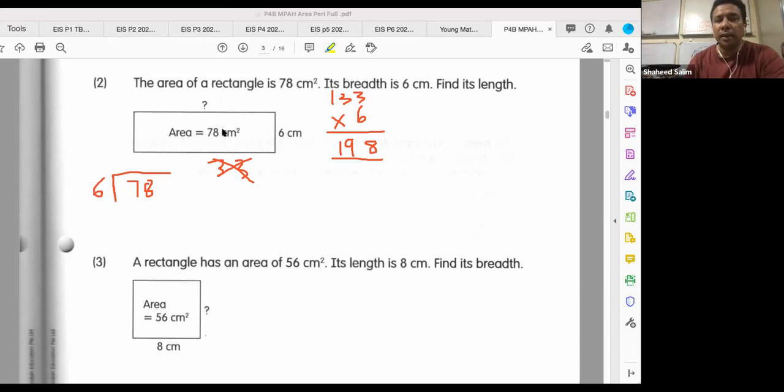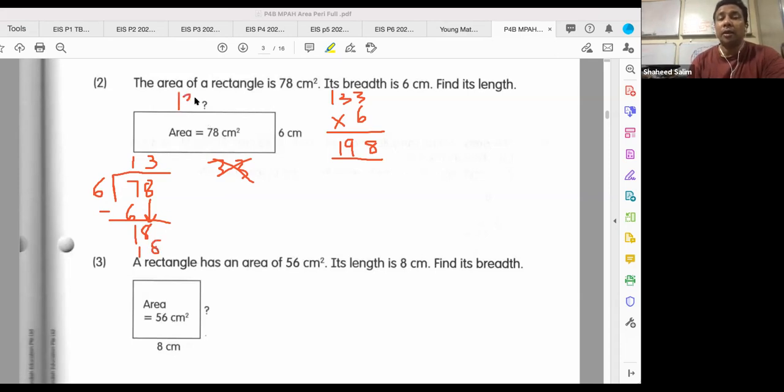Take the area, divide by one side. If you want to find the length, divide by the breadth. If you want to find the breadth, divide by the length. So you divide. 6 divided by 6 is 1. 7 minus 6 is 1. Bring down the 8. 18. 18 divided by 6 is 3. So this is 13.